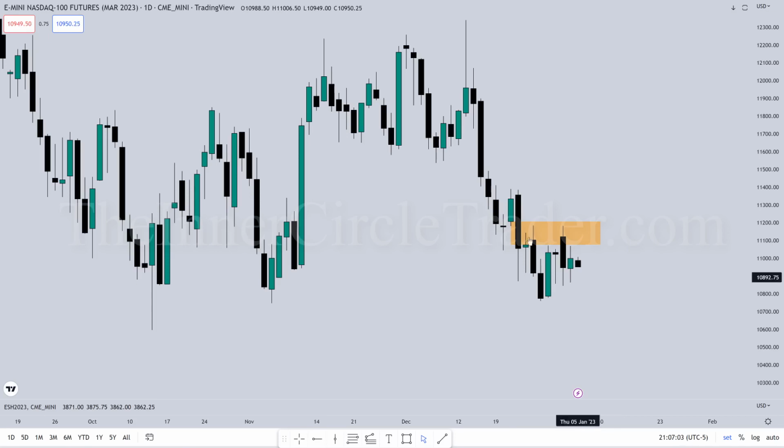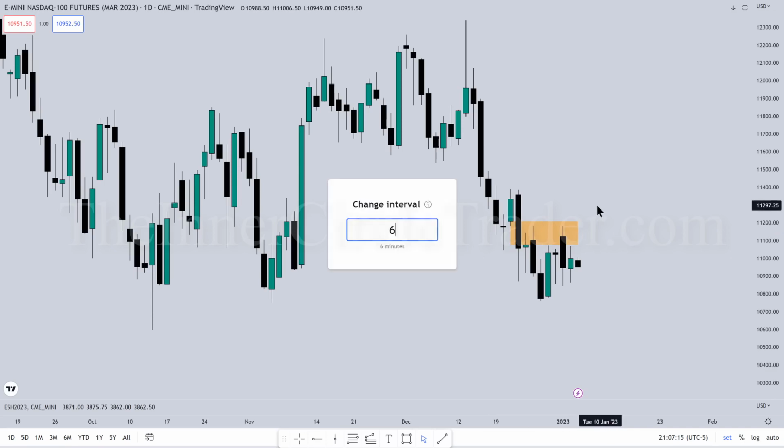All right, so with this in mind, I was anticipating a likely run up into this volume imbalance. So when we see this shaded area here, that color, dropping down the lower time frames, which we'll do now on the 60-minute.